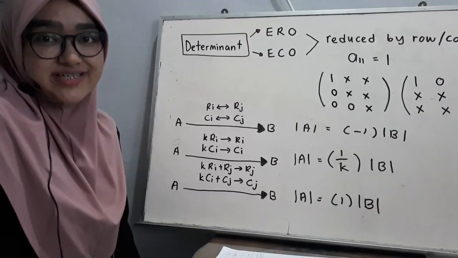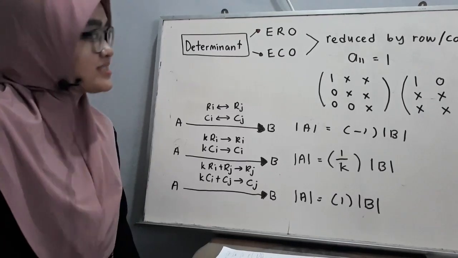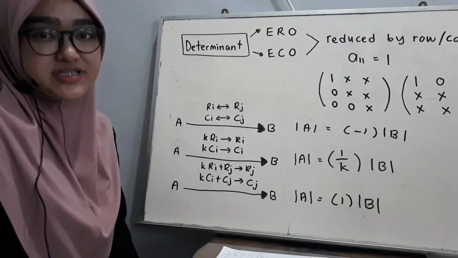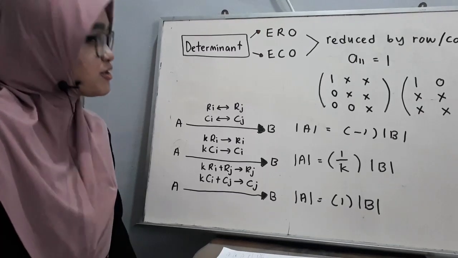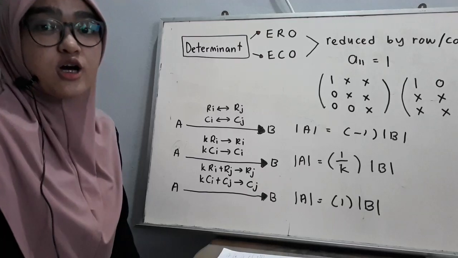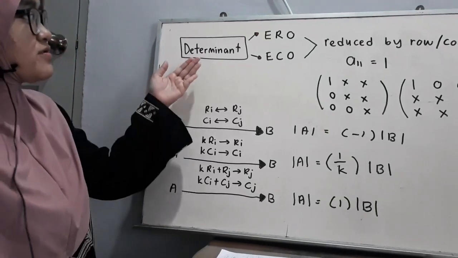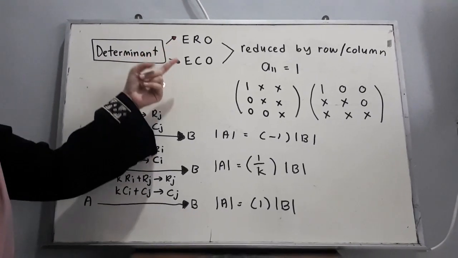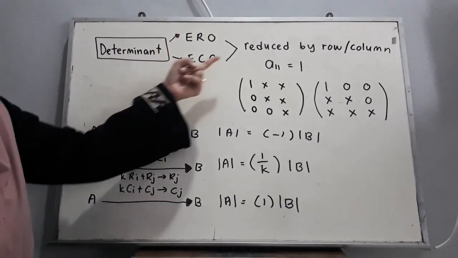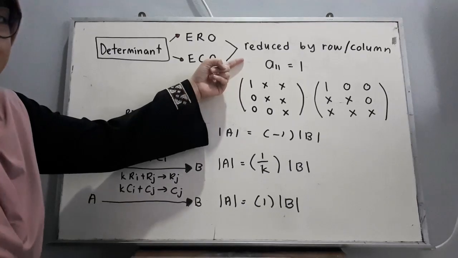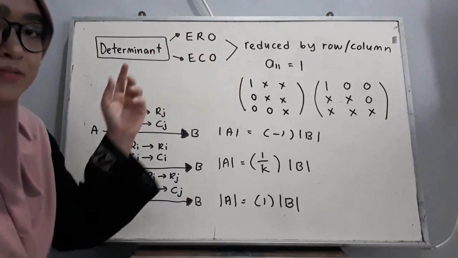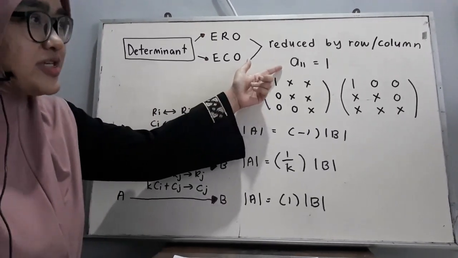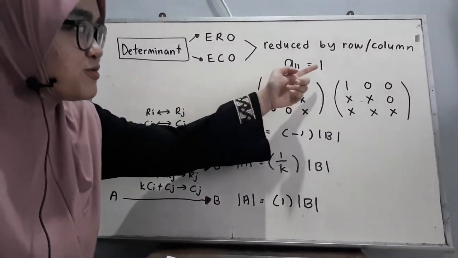We can also find the determinant of a matrix by using ERO, which is elementary row operation, or ECO, which is elementary column operation. So to find the determinant, either you apply ERO or ECO. Reduce the matrix by row or by column. Bear in mind, you must change the first entry A11 to 1.